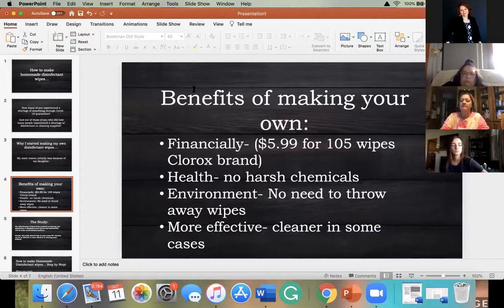So now that I've switched over, and I will show you how to make them at the end, it only costs me $1 to actually make, and it kind of depends how far you want it to go and how you use them too. And then health-wise, just the chemicals that are in most of the cleaning supplies that you buy in the stores have harsh chemicals in them, some lesser than others.